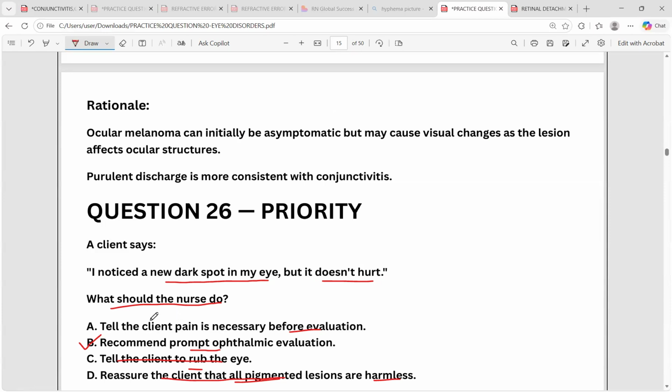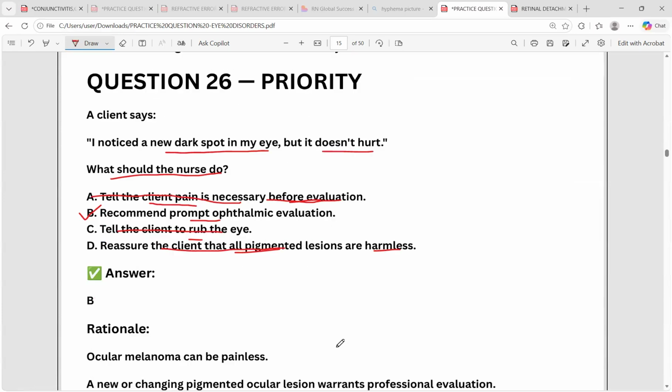Tell the client pain is necessary before evaluation. It doesn't make any sense, ma'am, it's a wrong statement, so it can also be eliminated. So what can be the correct answer? Option B, recommend prompt ophthalmic evaluation. That is the correct answer. We can check the answer.